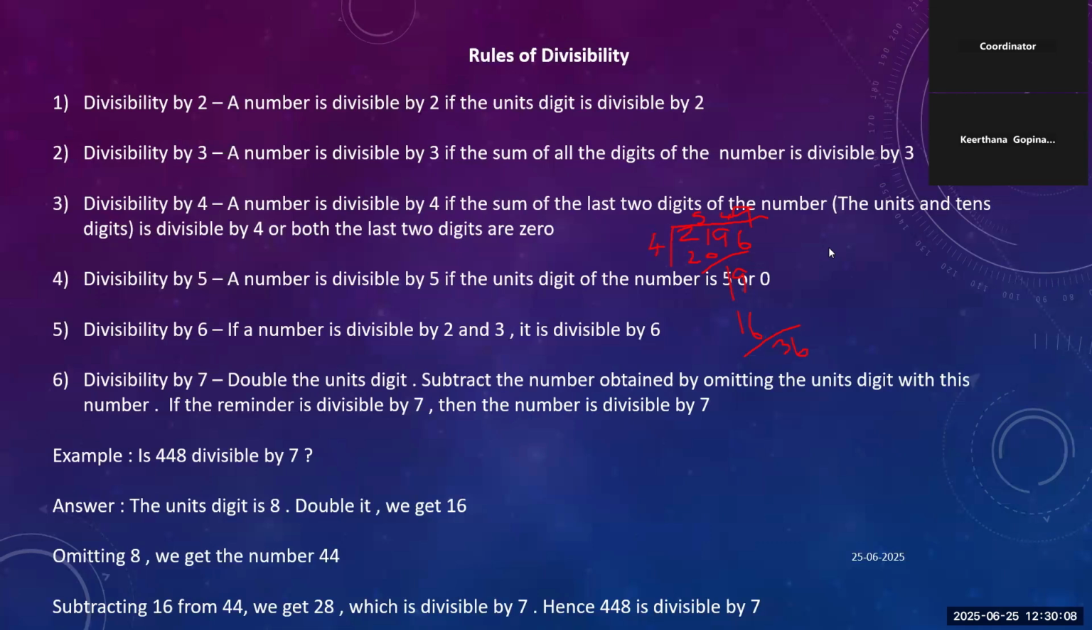Now the rule of divisibility by 4 says if the last two digits of the number are divisible by 4, then the number is divisible by 4. Now here you have to look at only 96. Now see this 96, is it divisible by 4?